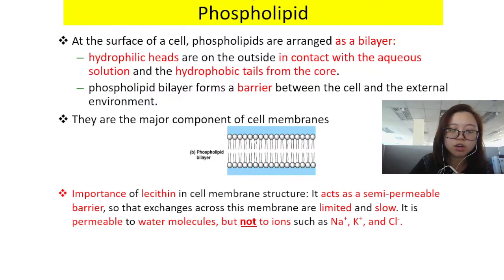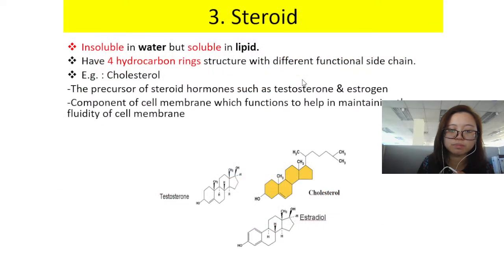The importance of lecithin in cell membrane structure, it will act as a semi-permeable barrier so that exchanges across this membrane are limited and slow. It is permeable to water molecules but not to ions such as sodium, potassium, and chloride ion. Okay, itu sekian untuk phospholipid. Dan kita pergi kepada jenis ketiga.